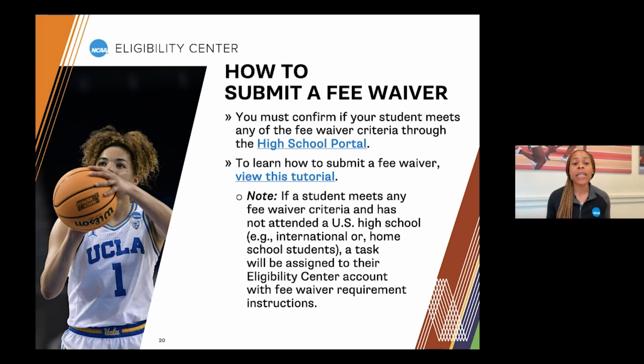Now, if a student meets any fee waiver criteria and has not attended a U.S. high school, so if they're an international student or they were homeschooled, a task would be assigned to their Eligibility Center account with fee waiver requirement instructions.